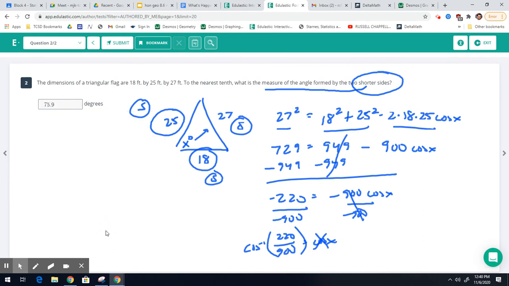Okay, so just a couple word problems involving the law of cosines. All right, best of luck in this homework. If you have any questions, let me know.